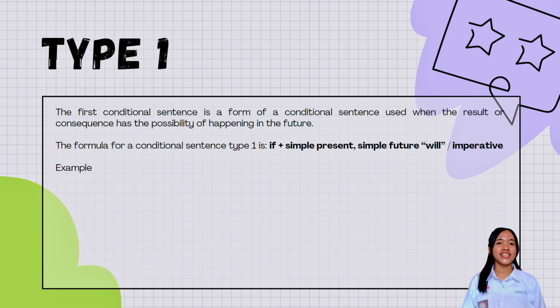The first conditional sentence is a form of conditional sentence used when the result or consequence has the possibility of happening in the future. This can happen because there are still realistic and plausible conditions for it to occur. Therefore, the sentence structure of the first conditional sentence has the form of a simple future sentence, indicating actions or events that will happen. The formula for a conditional sentence type 1 is if plus simple present, simple future, will, or imperative. Here are examples of conditional sentence type 1.